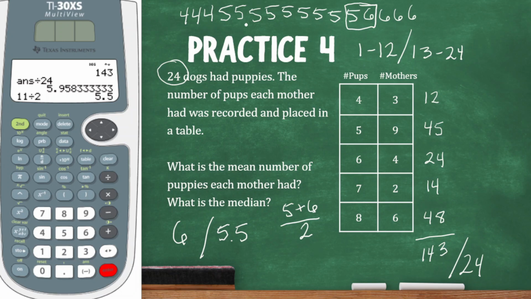Now, if we didn't want to write all these numbers out like this, but we knew that our middle numbers were going to be the 12th number and the 13th number, we could just count the number of mothers until we get to the 12th and 13th mother and then look over and see what numbers those are. So if we add up 3 plus 9, that's 12. So our 12th number would be 5. And then our very next number, our 13th number, would be a 6. So we would know that it's 5 and 6 we have to add just from looking at the table like this without taking all this time to list out the numbers.